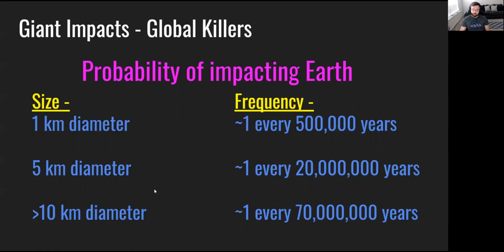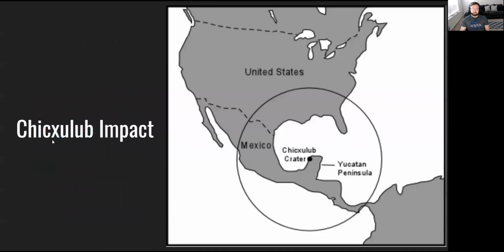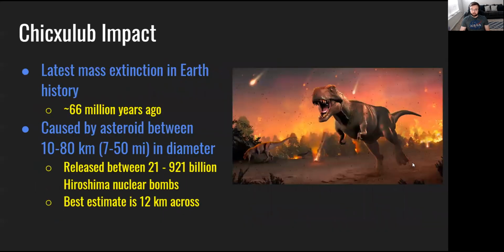So hopefully that's reminding you of the most famous asteroid impact, the Chicxulub impact. So the crater is discovered in the Yucatan Peninsula. The Chicxulub crater is the leftover crater from the impact that killed the dinosaurs. This is the latest mass extinction event in Earth's history, about 66 million years ago. We are pretty sure it was caused by an asteroid between 10 and 80 kilometers in diameter. Giant range.